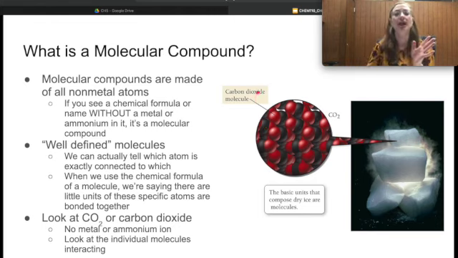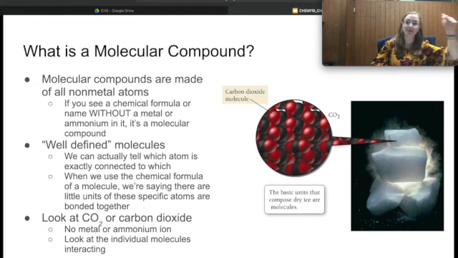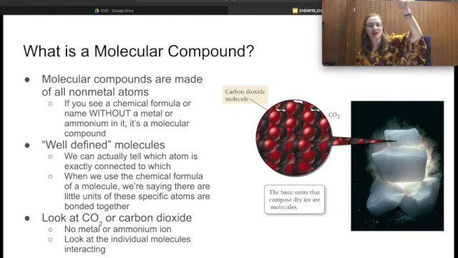Looking at our CO2 on the screen, whether we look at the name, the chemical formula, or the space filling model, we don't see a metal and we don't see the ammonium ion. That means we have nonmetals, so of course, we have a molecular compound.